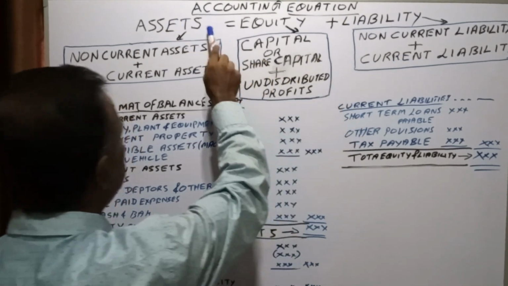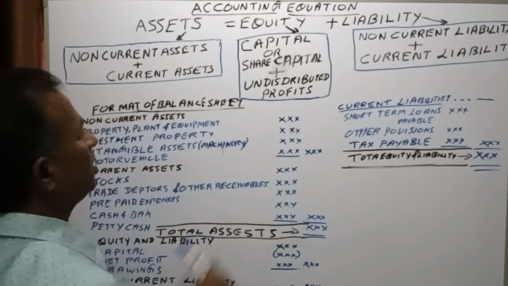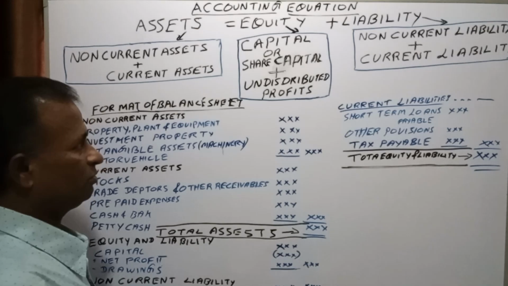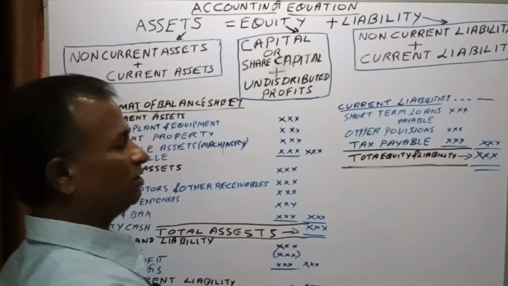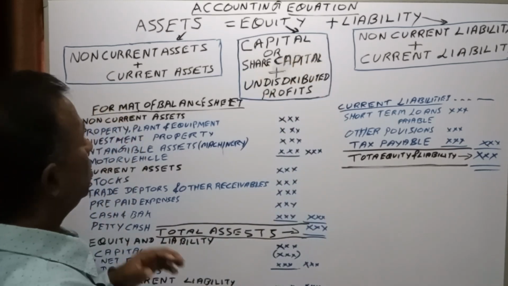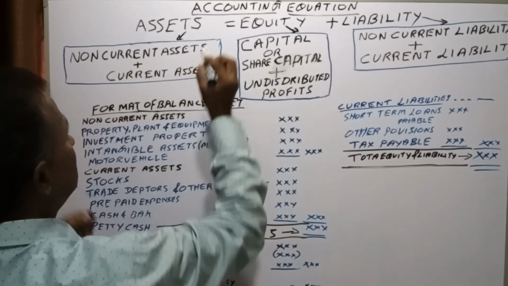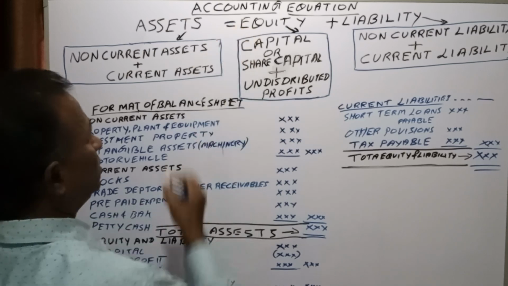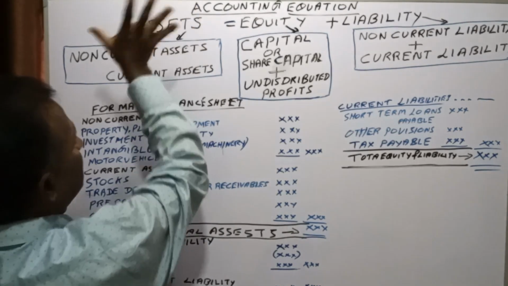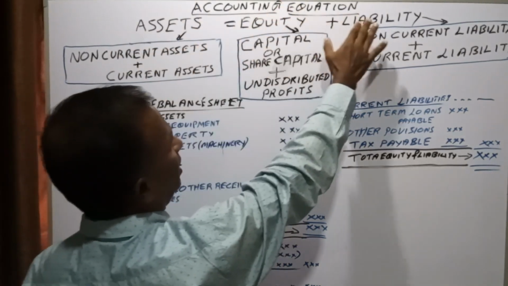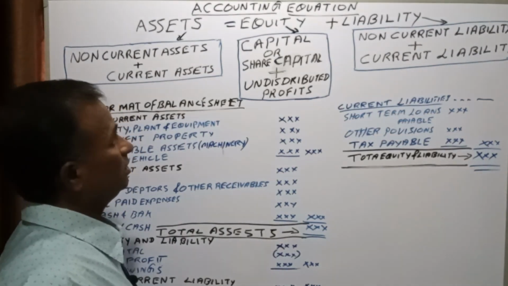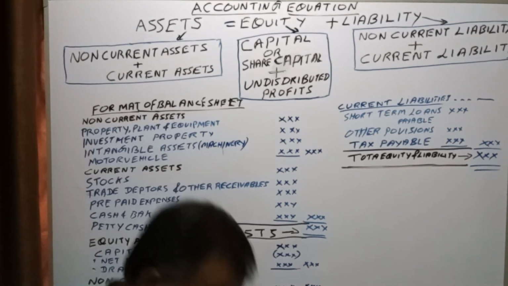Accounting equation, you know assets. What are the assets? And equity and liability. In the earlier chapter we have given the definitions for assets, equity and liability. Always the assets are equal to equity and liability. Total assets equal to equity and liability. It should be equal, right? There won't be any differences.